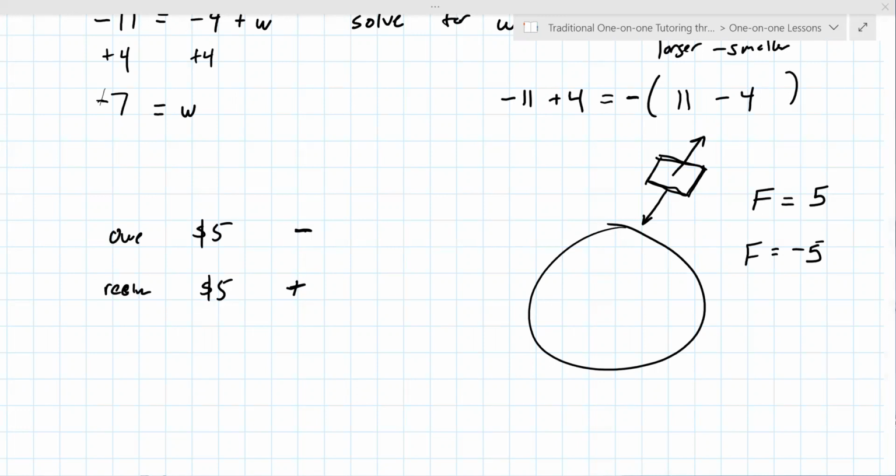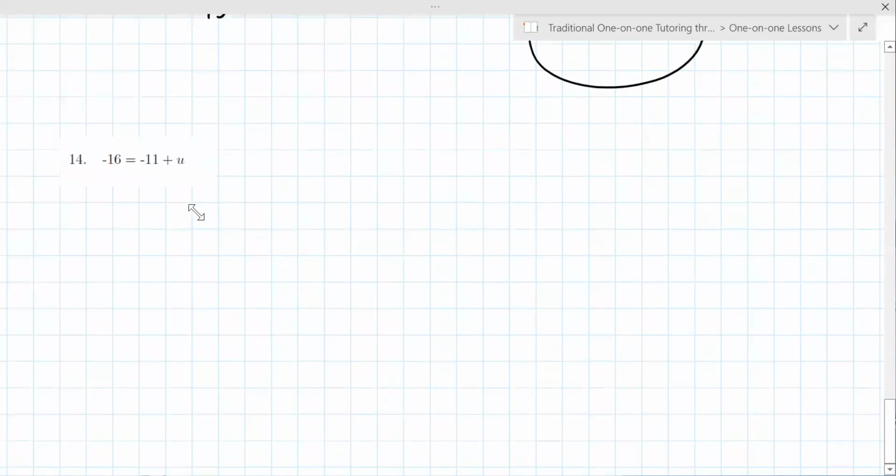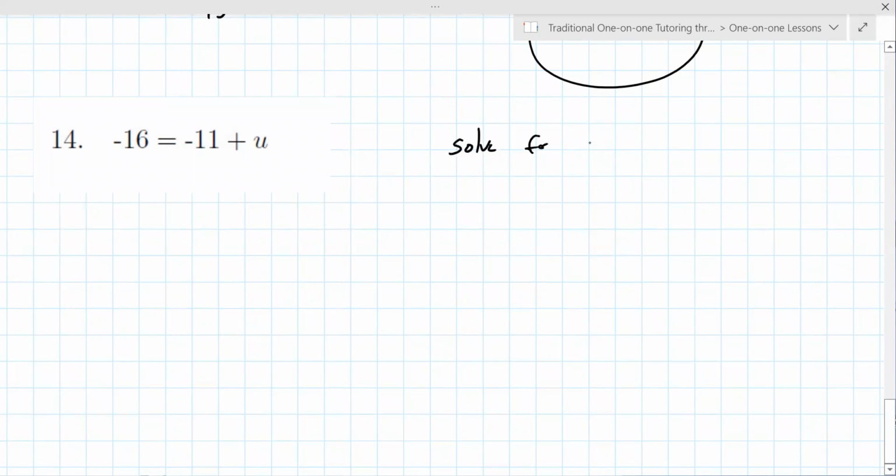Okay, let's try another one here. Let me snip this one in. Okay, so again, very important is we're solving for u. You want to isolate your focus on the right side of the equation, or whichever side has the variable. So then you're going to add 11? You're going to add 11, yeah. Add 11 to both sides.